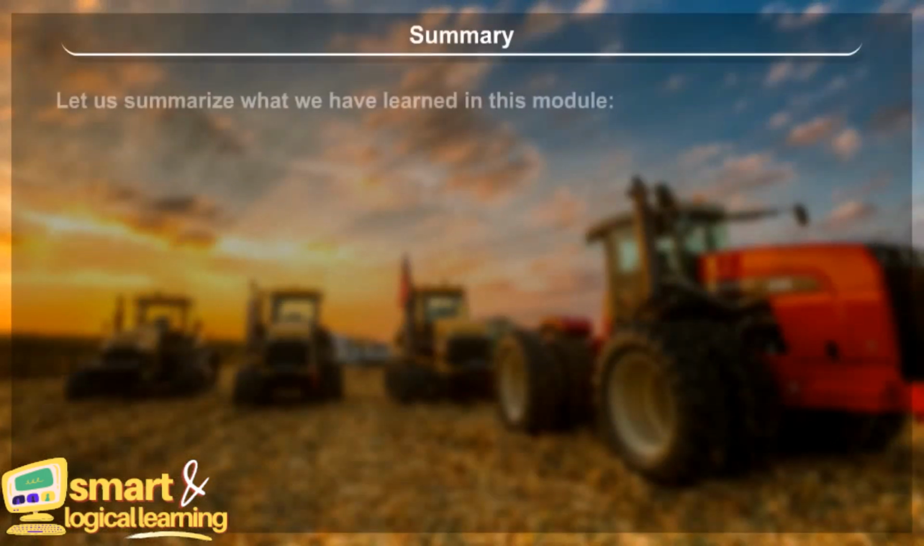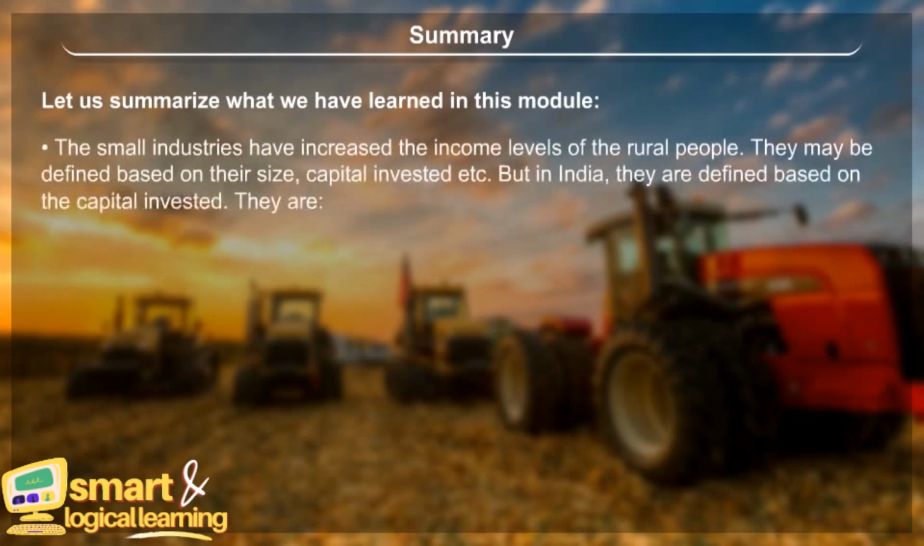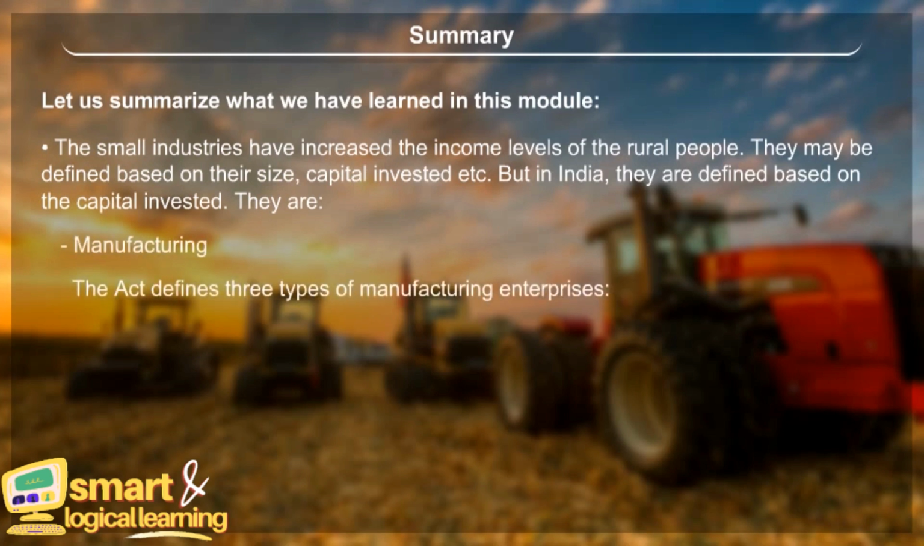Summary. Let us summarize what we have learned in this module. The small industries have increased the income levels of the rural people. They may be defined based on their size, capital invested, etc. But in India, they are defined based on the capital invested. They are manufacturing. The Act defines 3 types of manufacturing enterprises.